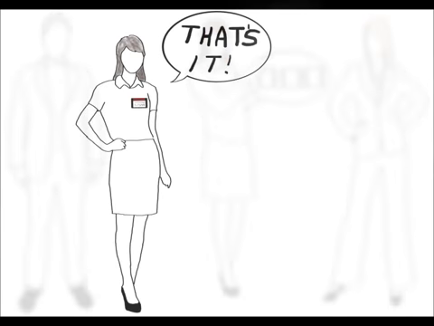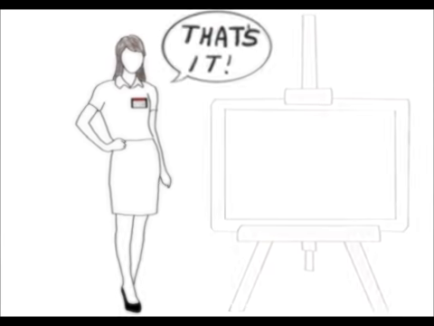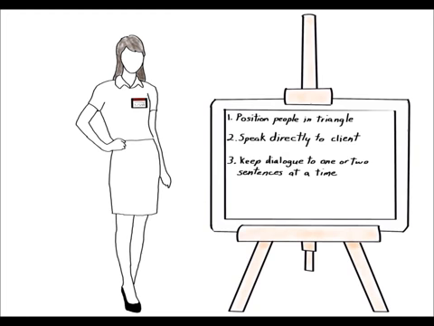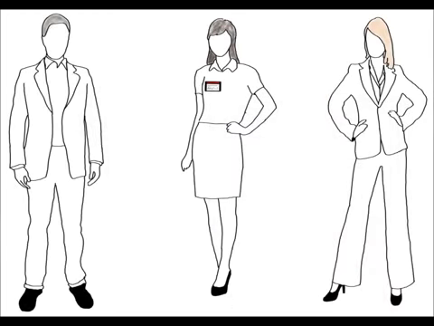That's it. So let's quickly run through them again. Number 1. Position the people in a triangle. Number 2. Speak directly to your client. Number 3. Keep your dialogue segments to 1 or 2 sentences at a time. And finally, number 4. Don't ask the interpreter for their comments or suggestions. If you follow these guidelines, you will find that using an interpreter will greatly improve communication between you and anyone who doesn't speak the same language.